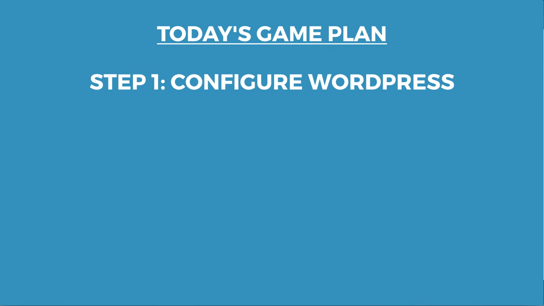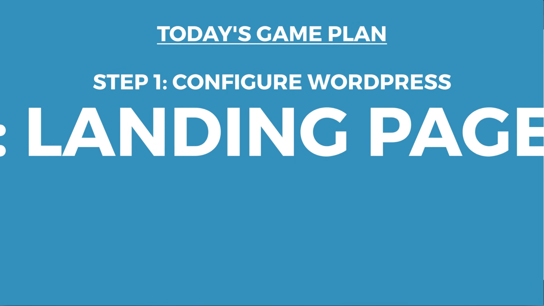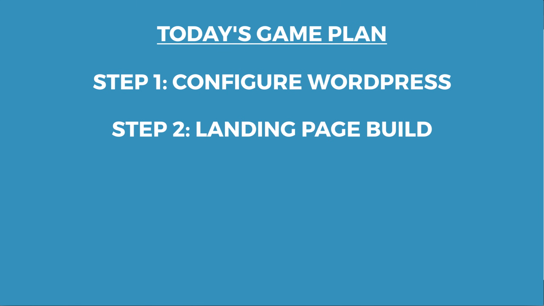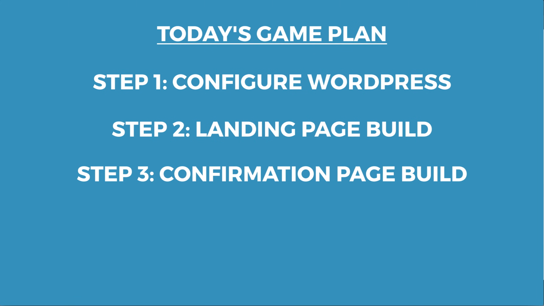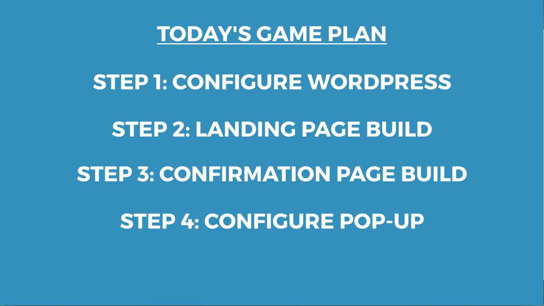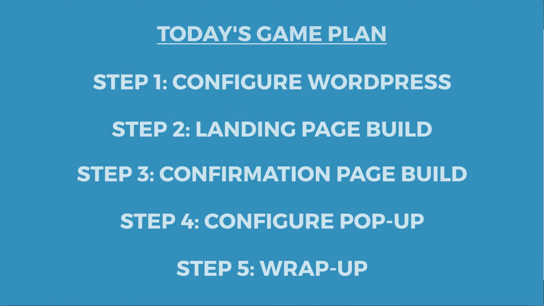Step number 1, we are going to configure WordPress, install our plugins, and get our theme installed. Then we're going to move on. We're going to build our landing page. After that, we're going to build our registration confirmation page. Then we're going to configure our pop-up. And then finally, we're going to wrap up everything and talk about what you need to do from there.